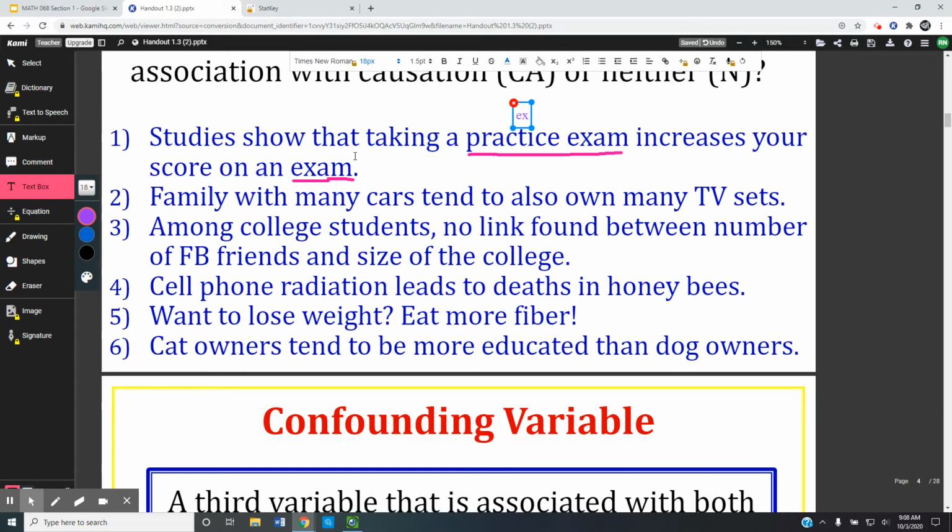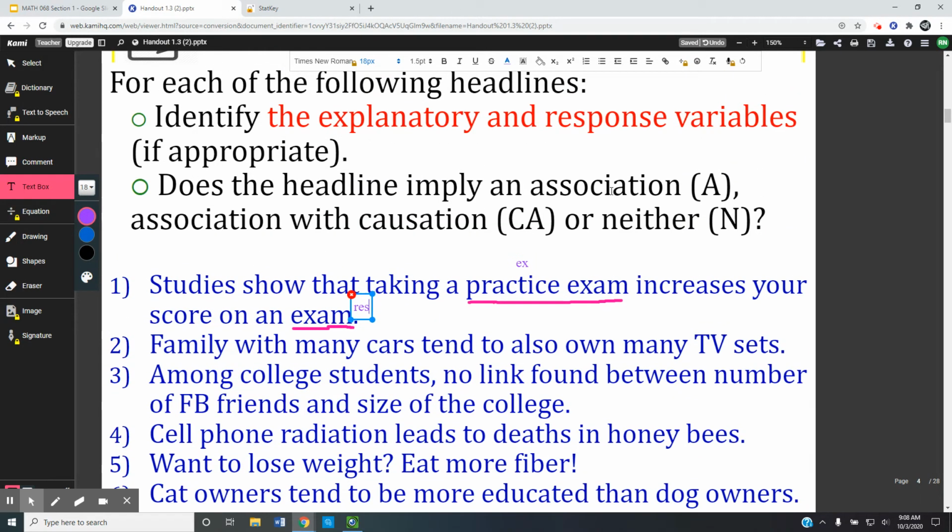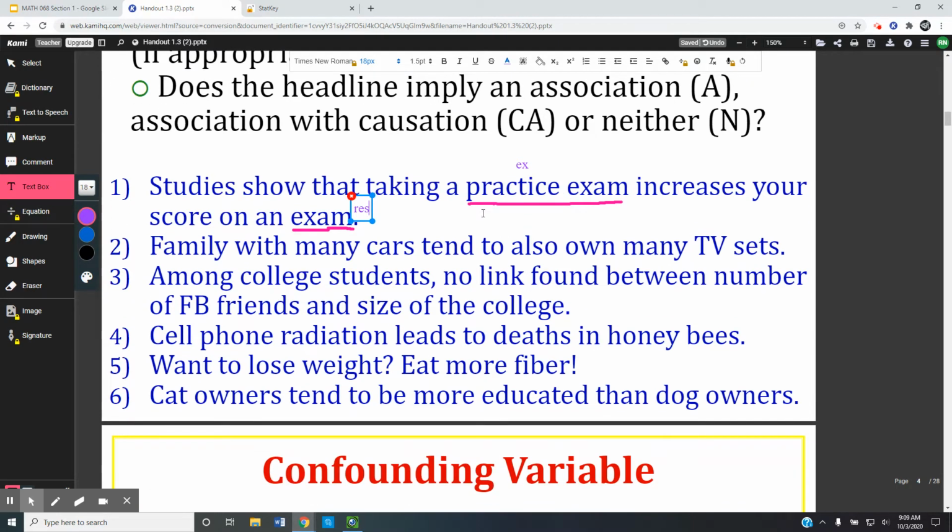When we look at the examination, it's definitely going to be our response. Now the question is, when we look at this, do we feel that it is causal, or that it is neither, or is just an association? What is it? Well, I think that taking a practice exam probably has an influence upon an exam. So we would have down here that this would be a causal effect. Practice exam certainly could have a causal influence on the score you receive on an examination.